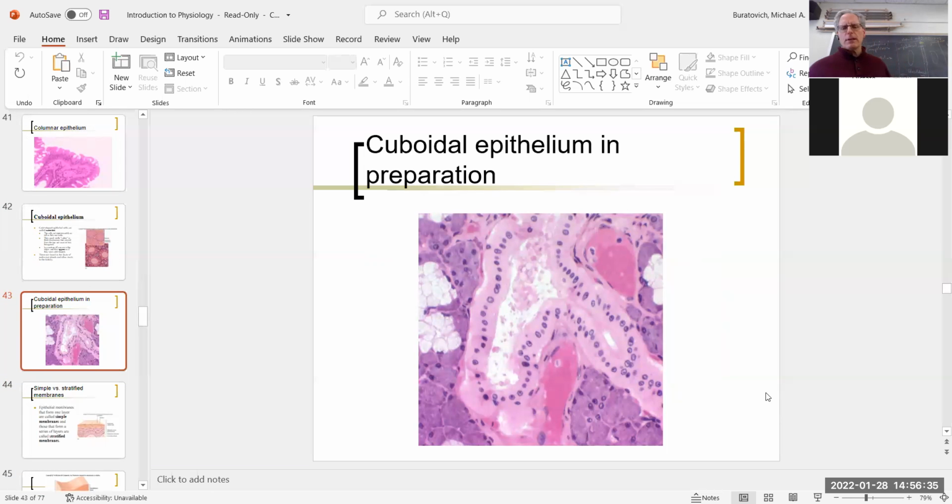And here is a picture. This is from a liver. And tell me what you see. Cuboidal epithelia. Yes, Ms. Katja?